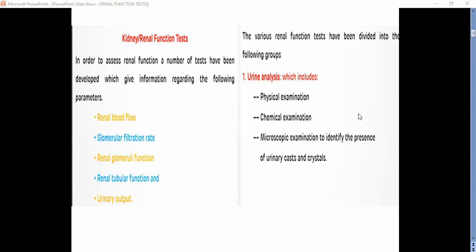By knowing the normal and abnormal values, we can analyze the urine by physical examination, chemical examination, and microscopic examination, to identify the presence of urinary casts and crystals.